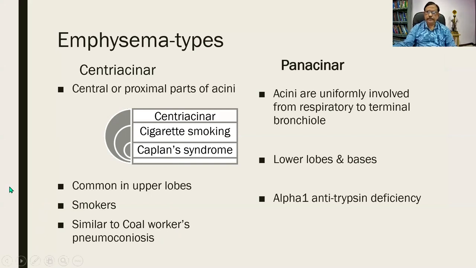Caplan syndrome. On the other hand, we have panacinar, which affects the entire acinus, is more common in the lower lobes and bases, and is associated with alpha-1 antitrypsin deficiency. Alpha-1 antitrypsin deficiency. The 2 things. We shall be seeing these again.